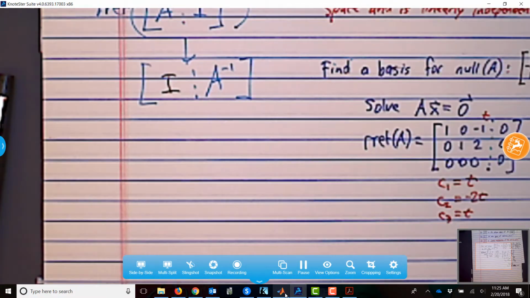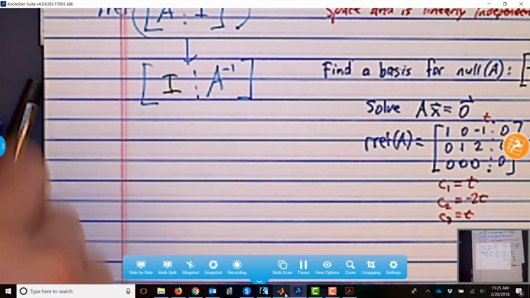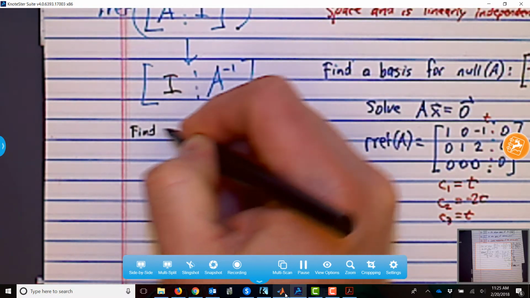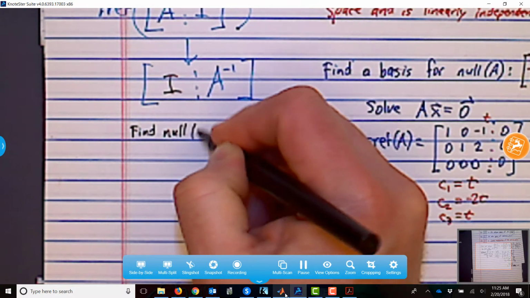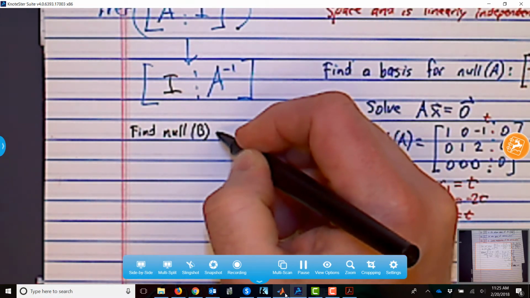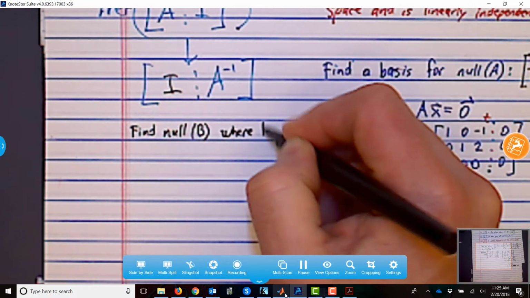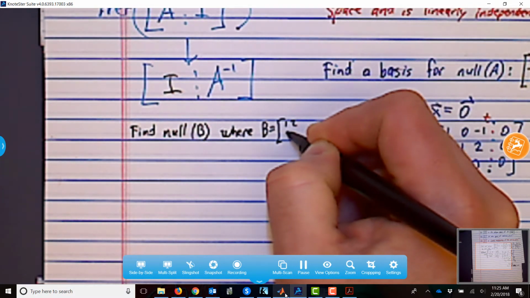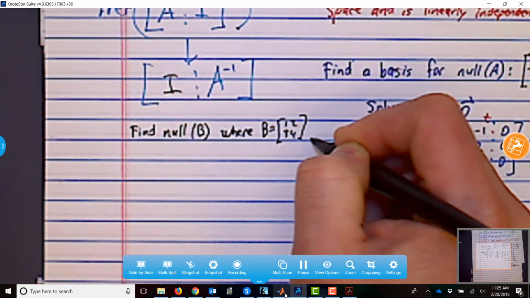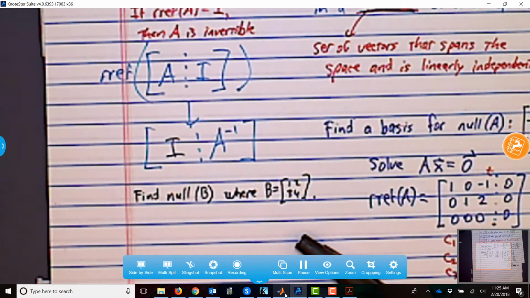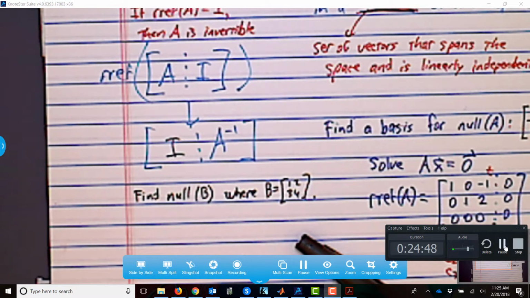And actually, I'd like you guys to do it, because this one you haven't done. Could you please find the null space of B, where B is 1, 2, 3, 4? Okay? Try that for 30 seconds, and then we'll come back up and see what happens.